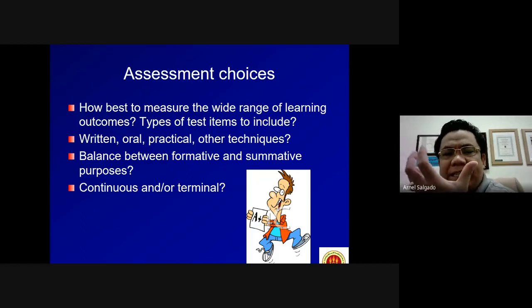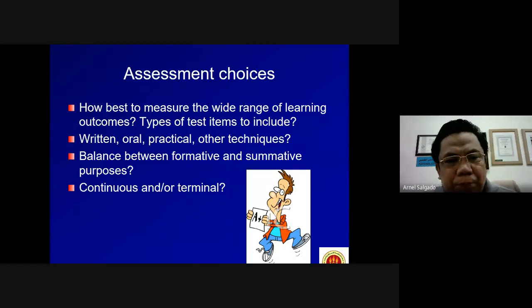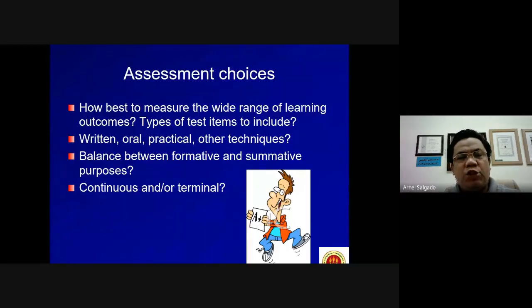Or what type of test will be included in order to measure the learning outcomes that we have included in our syllabus or in our module? Assessments can be written, like in the quiz, can be oral, like in recitation, can be practical, like in the case of OSCE, or can be assignments, research work, projects, or other forms of assessment. Your assignment is a form of assessment because you can utilize what you learned so far in doing it.